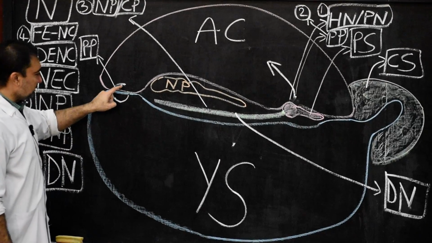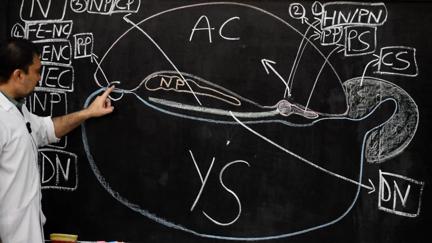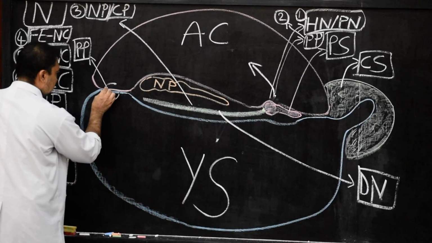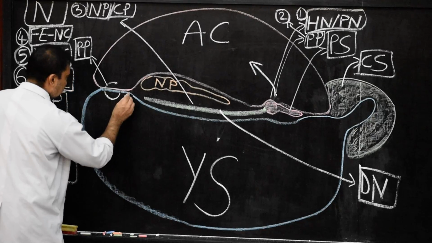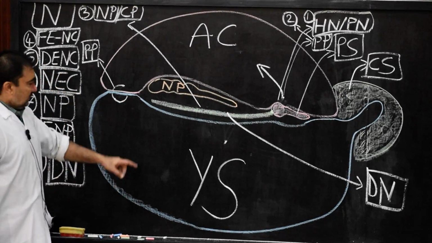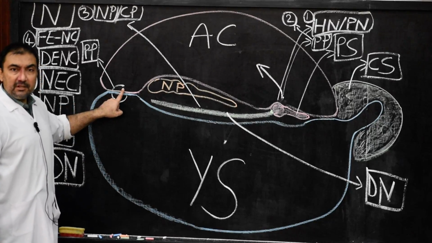Ectoderm and endoderm are opposed to each other. Where? In the region of the precaudal plate. Therefore, this is ectoderm and this is endoderm, because the intraembryonic mesoderm will not pass here. This will form the buccopharyngeal membrane.